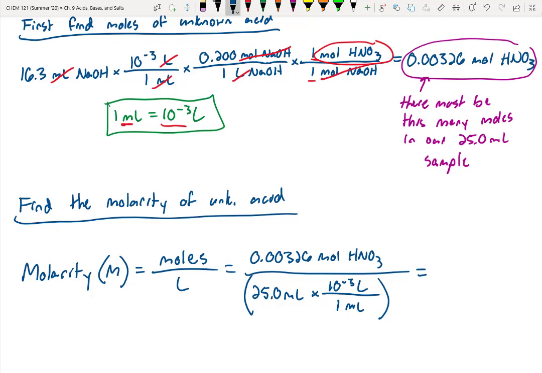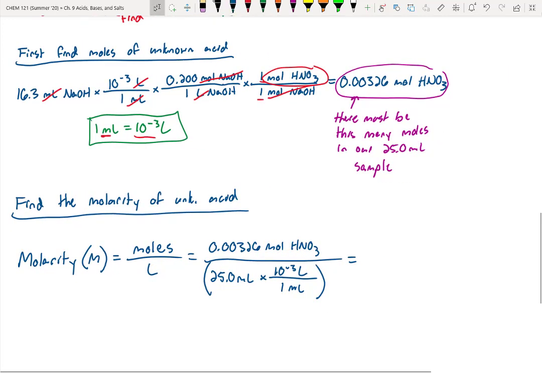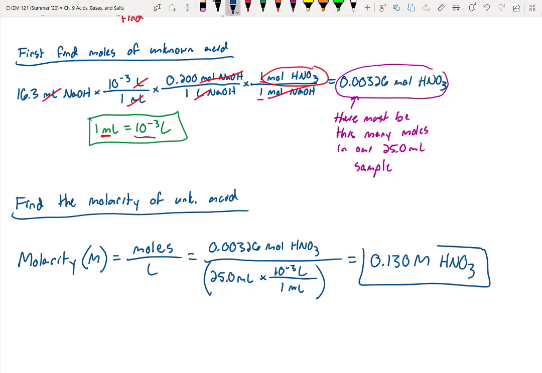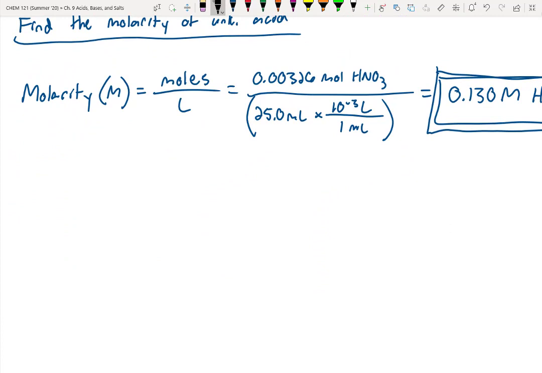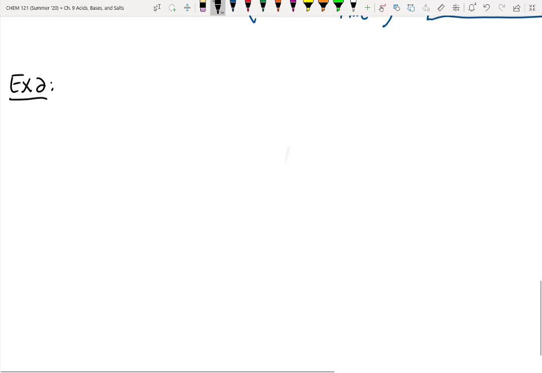So now we can go ahead and calculate this. We should have 3 sig figs that come out. So I'm getting 0.130 molar HNO3. So we were able to use stoichiometry and titration to find the concentration of this unknown acid. All right, let's do one more problem for those of you that want to stick around. We'll do example 2, because I know sometimes it's a little tricky to see these.